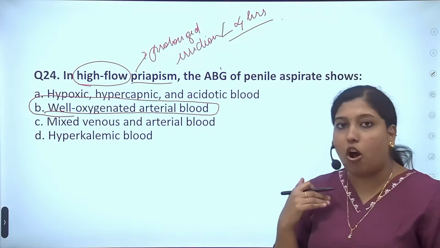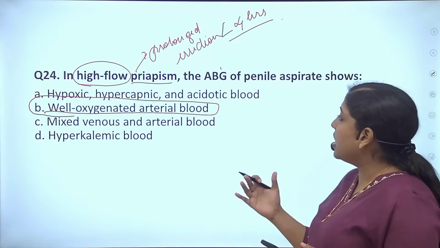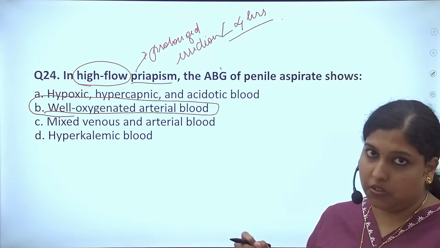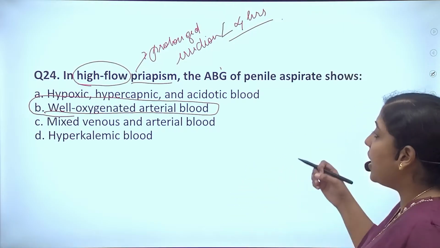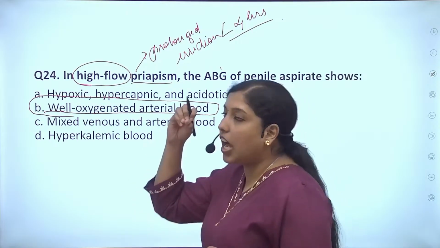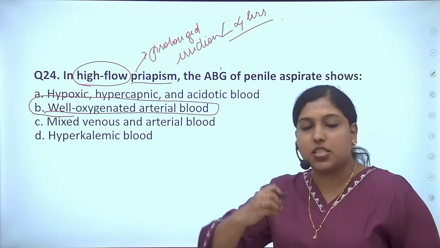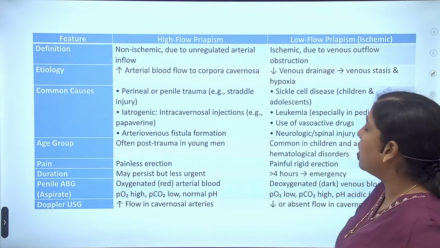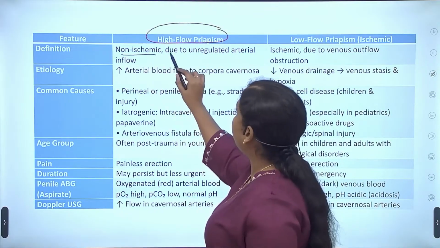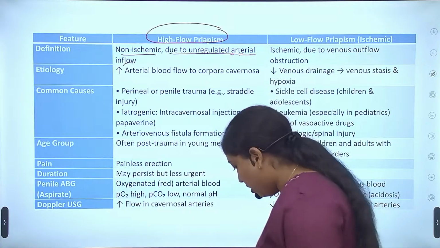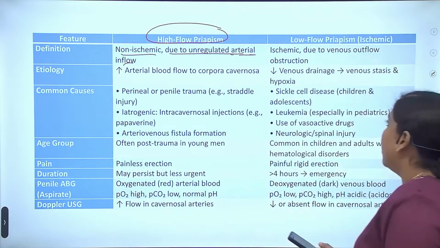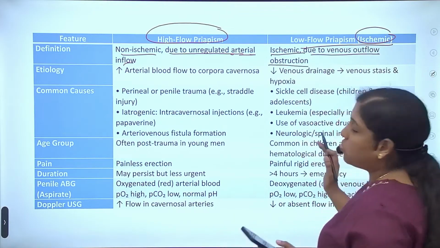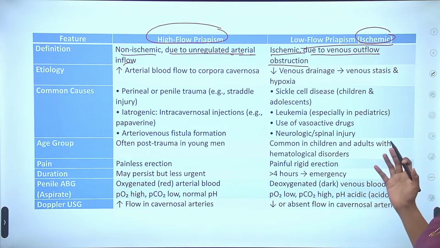See, priapism is a prolonged erection of your penis. In that case, what will happen? For the diagnostic evaluation, we will collect the penile ABG. In penile ABG, we will find out whether it is a high flow priapism or a low flow priapism, whether it is obstruction-based or because of over-circulation. So let's see the table which is stating that. Here, high flow priapism is non-ischemic due to unregulated arterial inflow. Whereas low flow priapism is ischemic because of venous outflow obstruction.